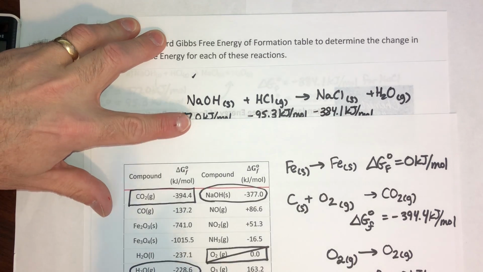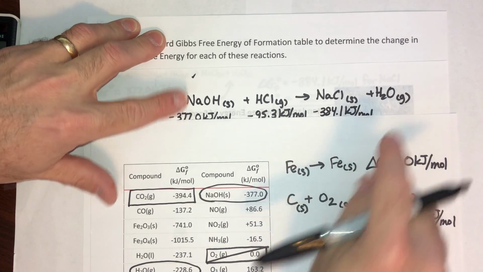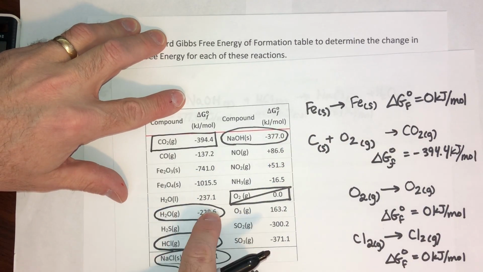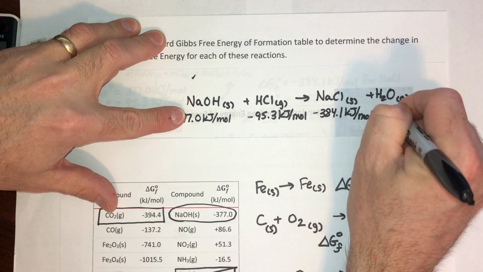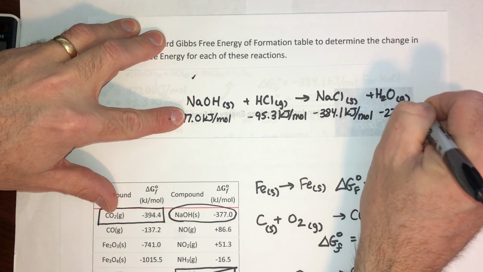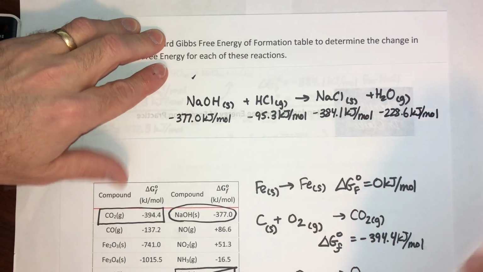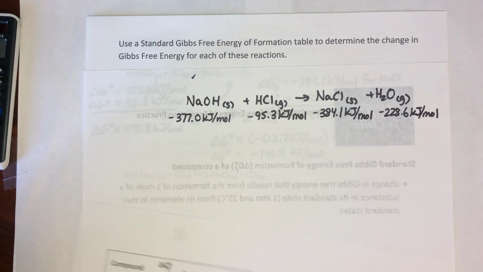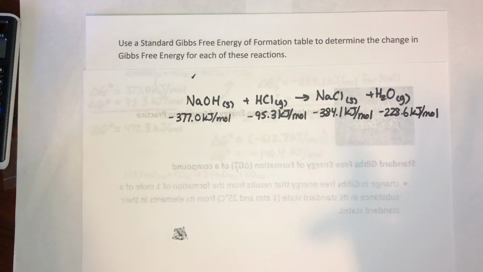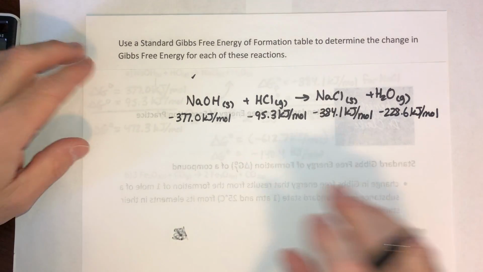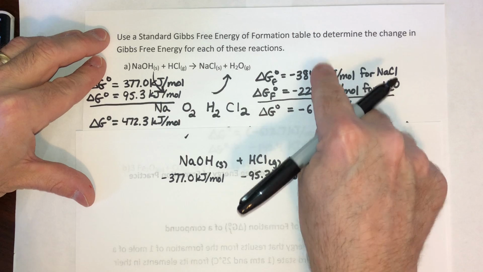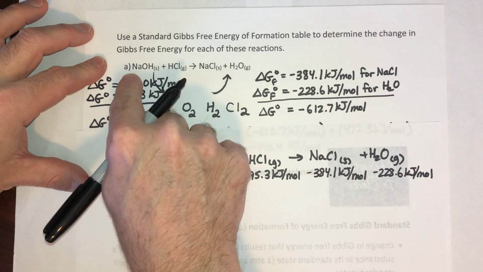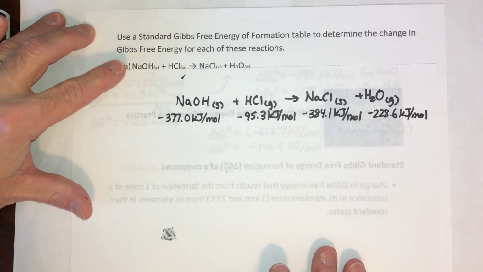And when I looked up the water, I had to be really careful because this is gas water. So I need to choose gas water. Negative 228.6 kilojoules per mole. Okay, so I've just written them straight off the table without any modifications or changes, no sign changes. Now, if you look back to what I did before, I did add up all of the products and I did add up all of the reactants. So let's do that again.